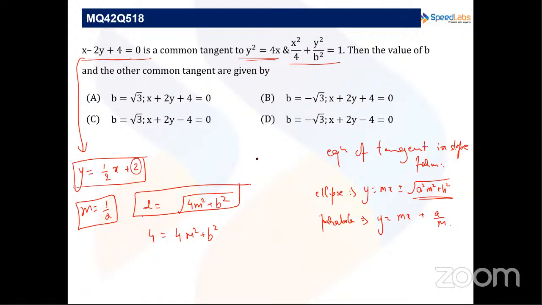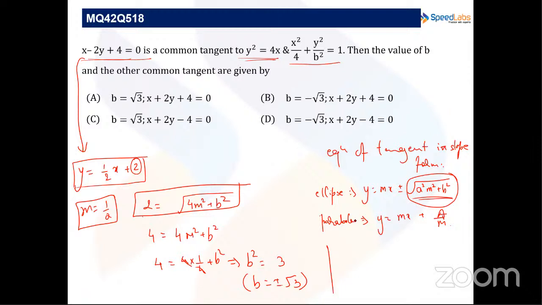See, we have compared this c with this c. And for the parabola, let's write it as capital A, so you won't get confused. Then m is also given as 1 by 2. So 4 will be equal to 4 into 1 by 4 plus b square. So b square will come out to be 3. So b will be equal to plus minus root 3.